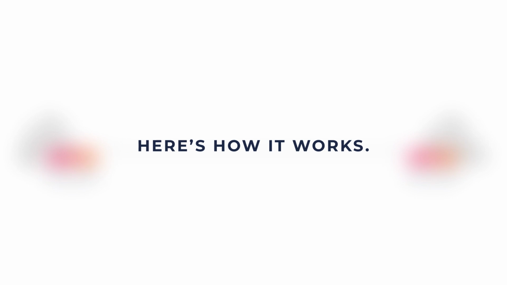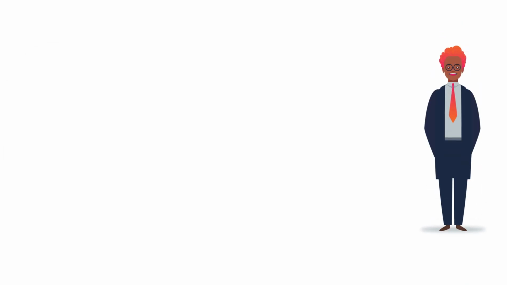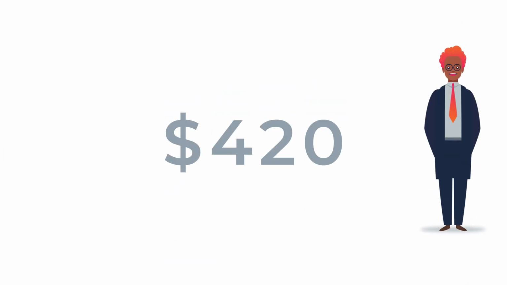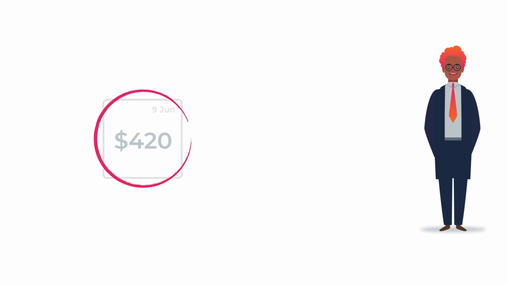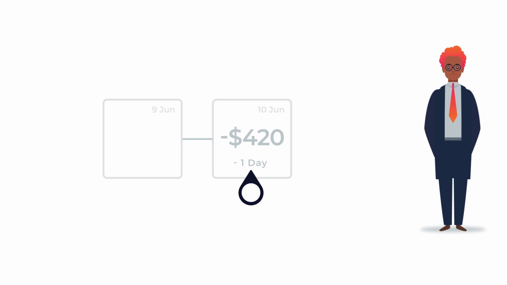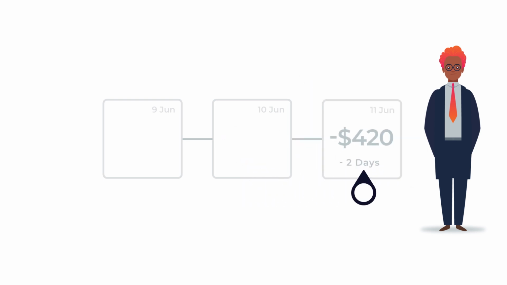Here's how it works. Let's say that the same tenant pays $420 each week in rent and their last paid to date is the 9th of June. Using this calculation method, if they miss their payment of $420 on the 10th of June, they will be 1 day in arrears to the value of $420. If they still don't pay the full $420 on the 11th of June, 2 days after their last paid to date, that tenant will then be 2 days in arrears, still to the value of $420.